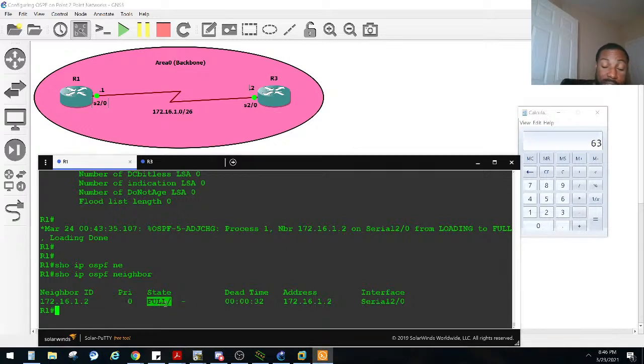Full lets us know that we have become neighbors, right? Because remember, there are different levels to it. It's the initial or init state, and I believe it's like ExStart, and then I don't remember what they all are, but once it's in full, that's when they become neighbors.